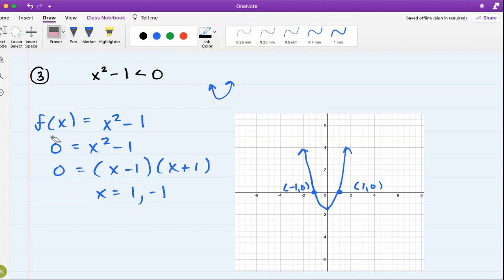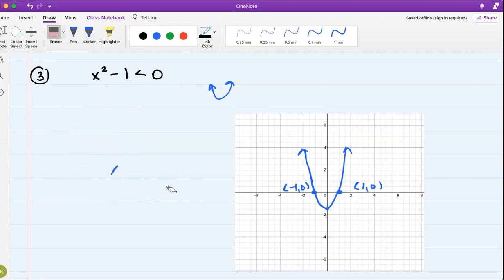Okay, so now that I've done all that, I have an idea of what the graph looks like. I'm going to put right here that this is a guess. It's not an accurate point, a vertex, but I do know it's somewhere below these 2 points. And now I just need to figure out, when is this graph less than 0?